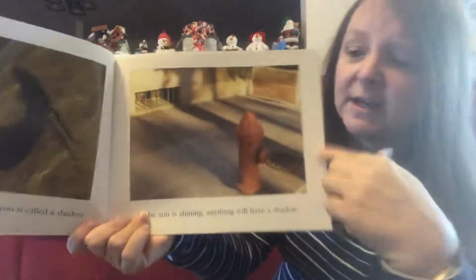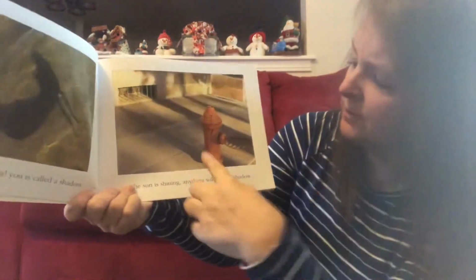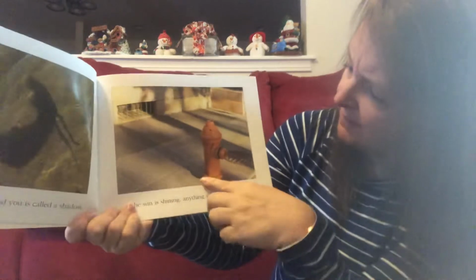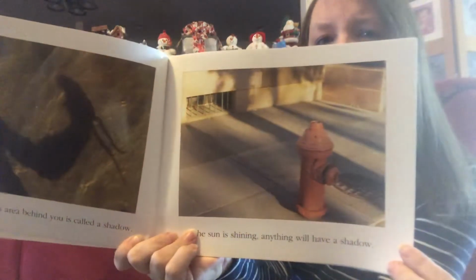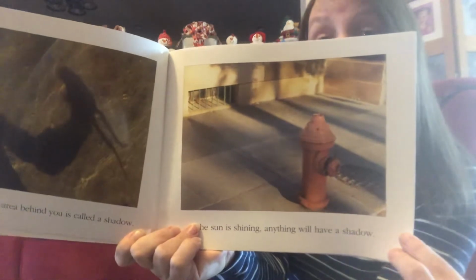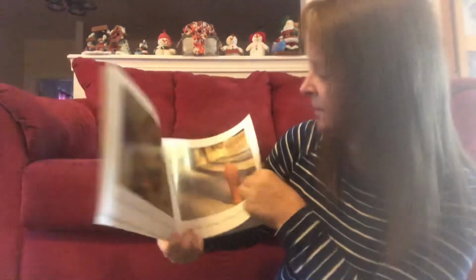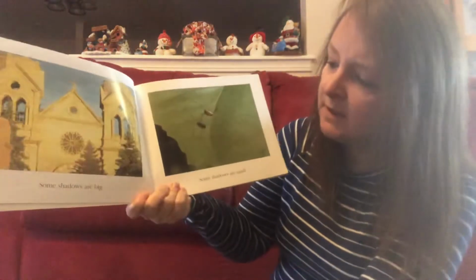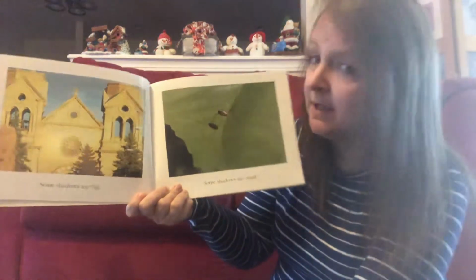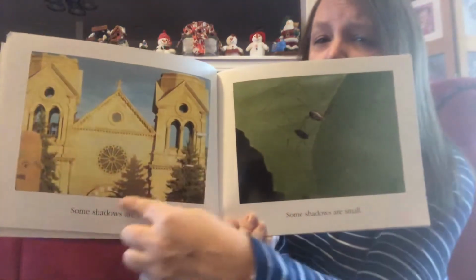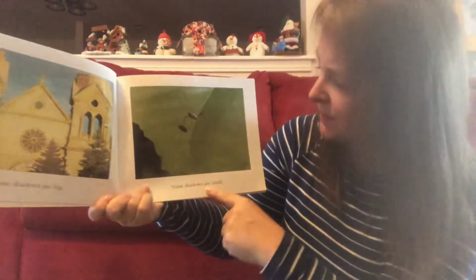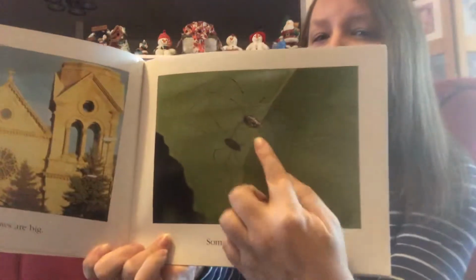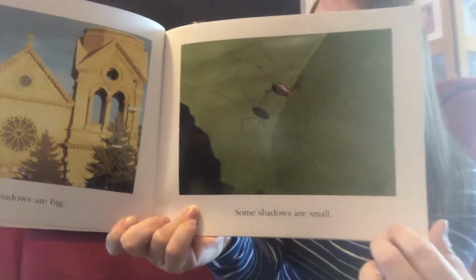Look at all those shadows. I wonder what's making all those shadows. This one is the fire hydrant, but I wonder what all those are back there. What do you think they could be? Maybe trees or poles? Some shadows are big. There's a big shadow from a tree, and some shadows are small. See the spider's shadow?